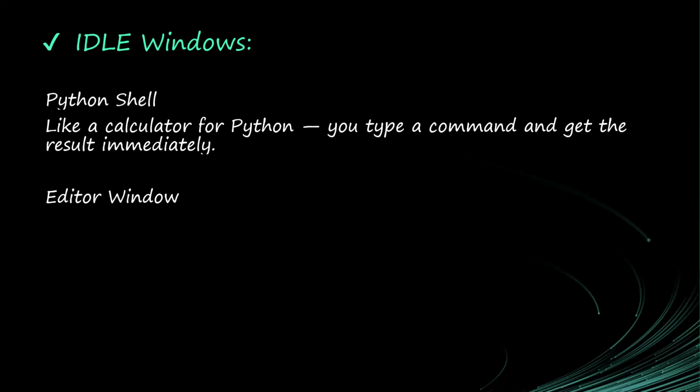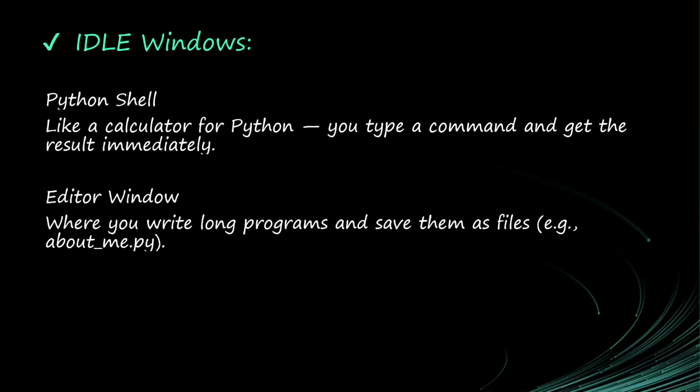Okay. So we also have the editor window, which is what I just showed you now. You can write long programs and save them as files. Example, about_me.py. In my own, I did week_2.py. All right. So you can use the editor, click on file, new file, or you can even open an already existing file too. Okay.